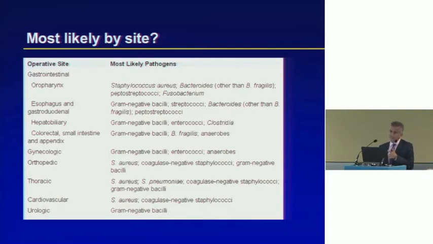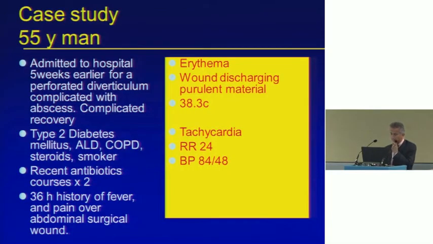Roughly. The site may tell you, if the infection is following gastroesophageal surgery, what the likely pathogens are. If it's orthopedics, you're primarily concentrating on Staph aureus or coagulase negative staphylococci. If it's in urology, it's clearly gram-negative bacilli. So that, in a sense, will allow you to empirically target what route and what choice and spectrum of antibiotics you will use.